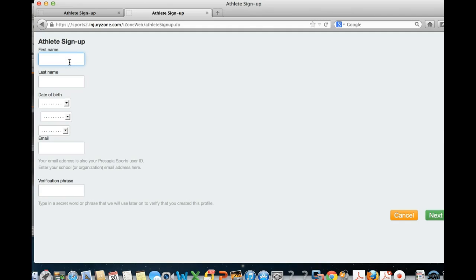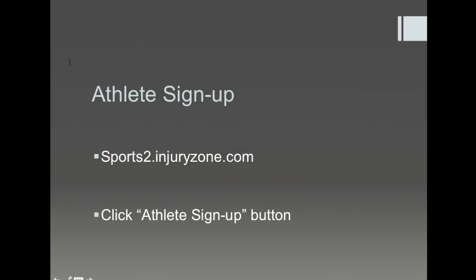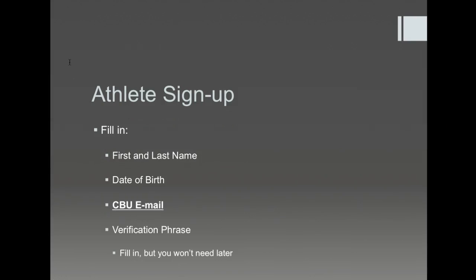So you're going to type in your first and last name, date of birth. Notice that CBU email is bolded and underlined because this is really important. You cannot enter your personal email like a Gmail, Yahoo, or Hotmail. It has to be the CBU email that you receive from the school. And once you do that, at the bottom, you're going to enter a verification phrase, which you won't need for later, but you just need to enter any random phrase to move on to the next step.